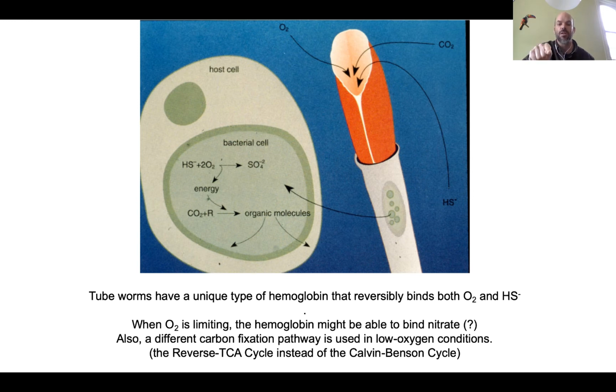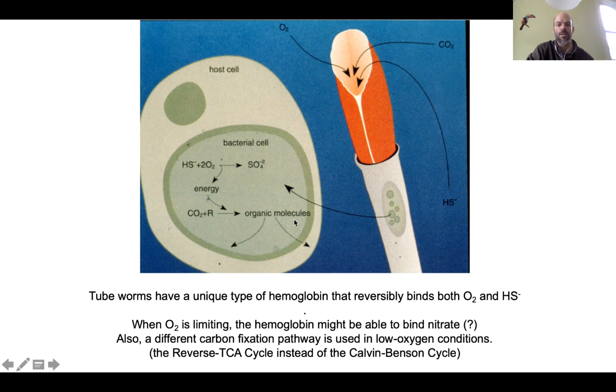So the hemoglobin of the tube worms is adapted to bind both oxygen and hydrogen sulfide relatively similarly so that it can bind both of them and bring both of them down to the bacteria in its modified gut. So then the bacteria use hydrogen sulfide as an electron donor. They use oxygen as an electron acceptor for a chemoautotrophic metabolism where they use that as their energy source, and the CO2 that is also brought down to the bacteria by the worm.